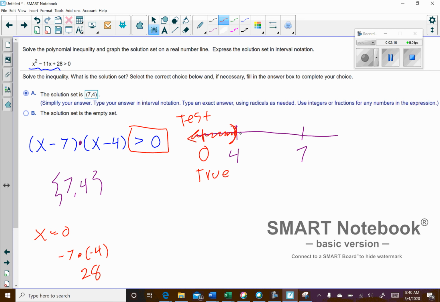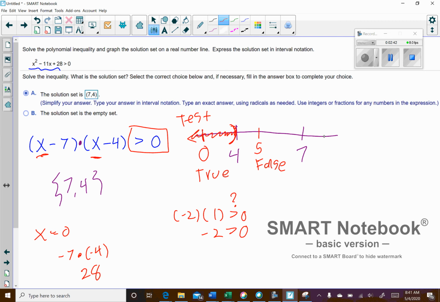Now we'll try a point between 4 and 7. I'll keep it simple. We'll try 5. So if I plug in a 5 for where I see x, I'm going to end up getting -2 times 1. And we're trying to figure out, is that greater than 0? And it's not. -2 is not greater than 0, so this one is false. So you don't want to shade anywhere between 4 and 7 because there are no solutions there.